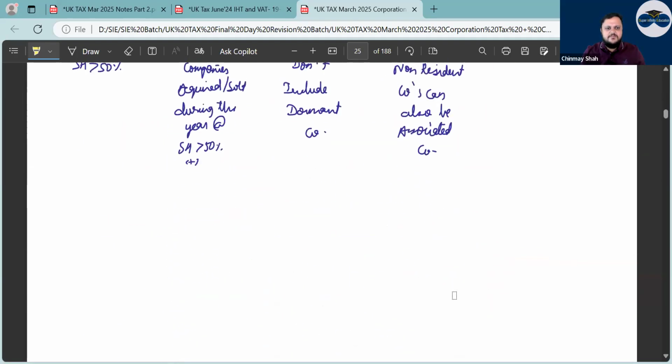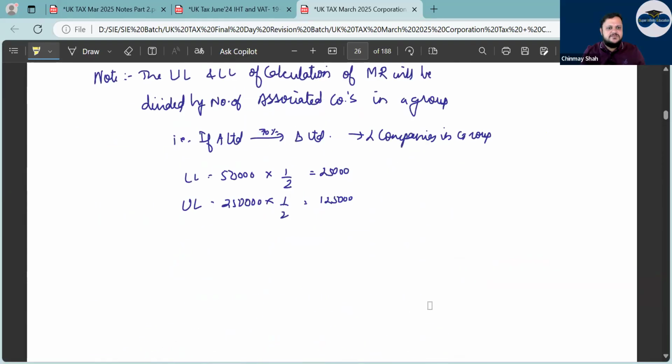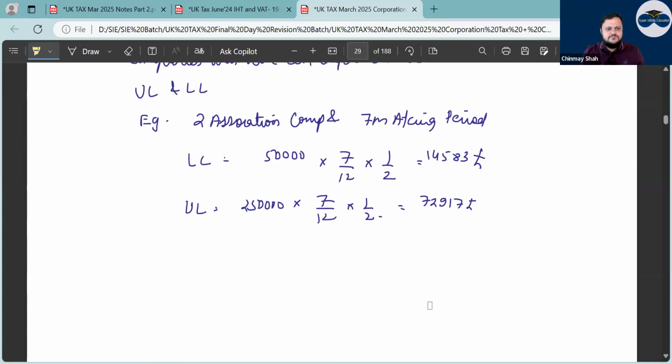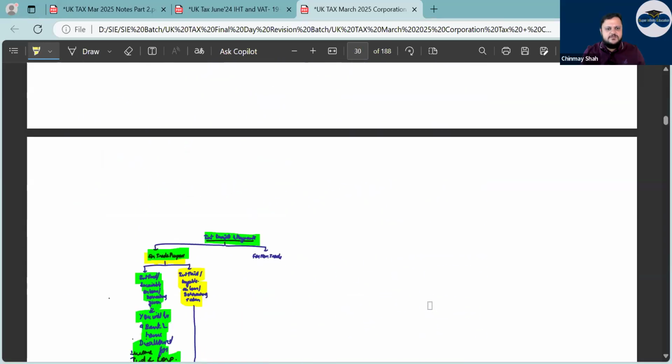Then associated companies, okay. Upper limit, lower limit.